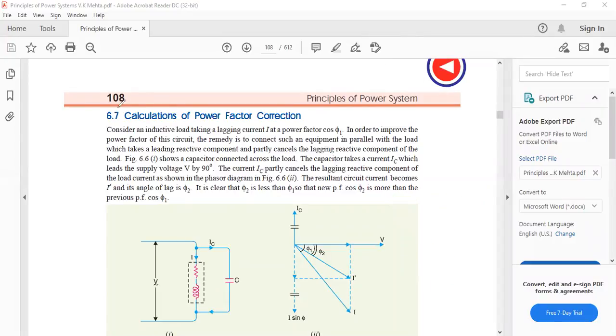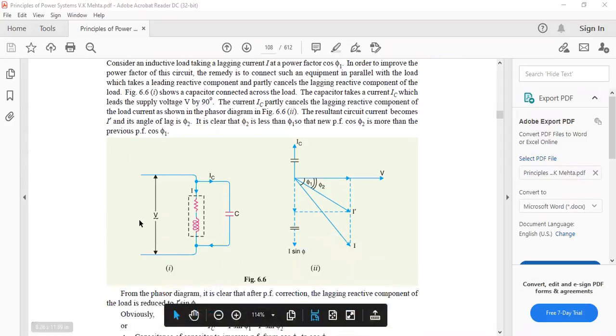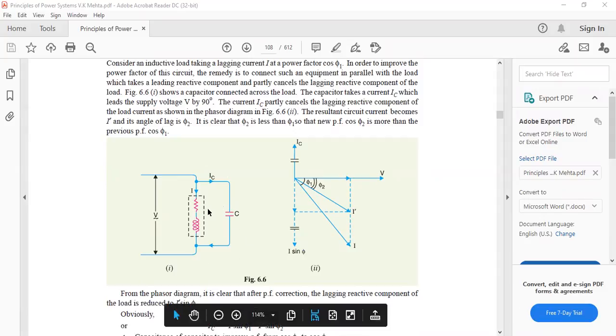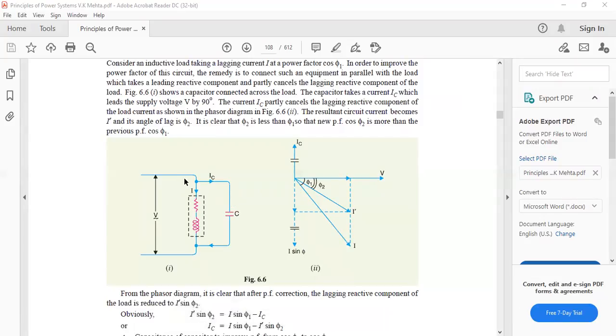So we are considering an inductive load, which takes a lagging current I at a power factor cos phi. This is the diagram, and this is the inductive load. Previously only the inductive load was there. After that we have installed one capacitor. The capacitor is always connected across the load where we want to improve the power factor. Here the capacitor is connected parallel to the load to improve the power factor of this circuit.